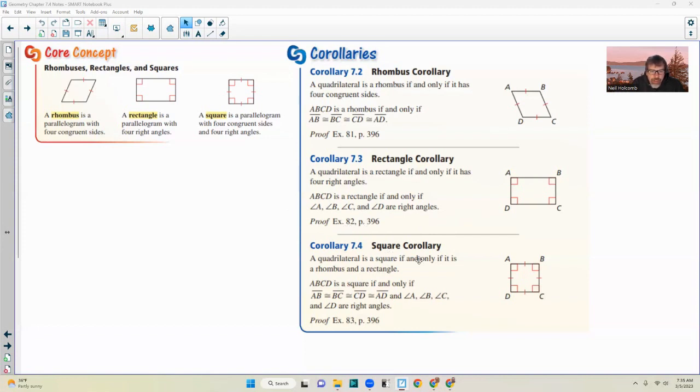And corollary 77.4 is the square corollary. A quadrilateral, a four-sided figure, is a square if and only if it is a rhombus and a rectangle. So what's a rhombus? Four congruent sides. A rectangle? Four right angles. So in other words, a square is a quadrilateral and a rhombus because it has four congruent sides and four 90-degree angles. So ABCD is a square if and only if side AB is congruent to BC, congruent to CD, congruent to AD, and angles A, B, C, and D are right angles. The proof of that is example 83, page 396. So let's take a look.